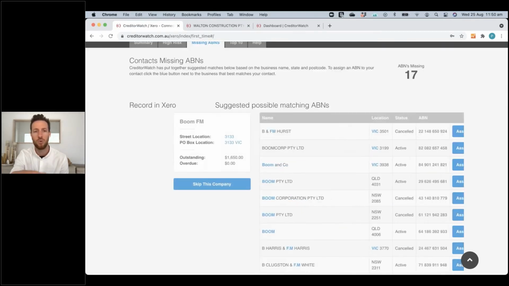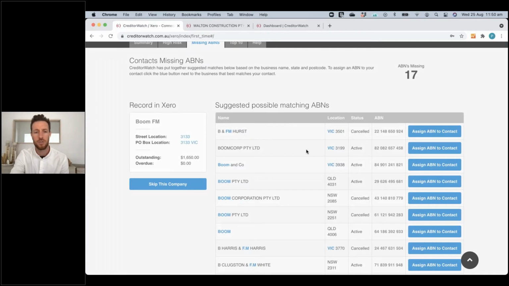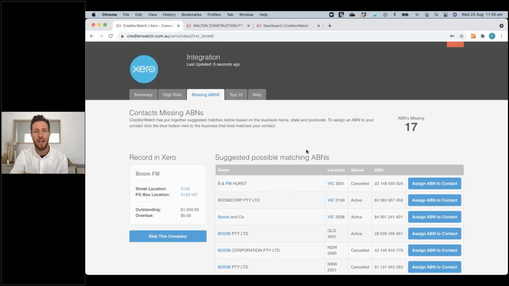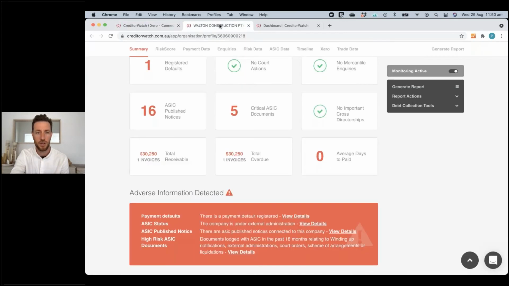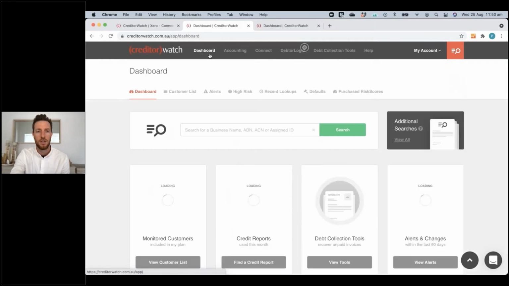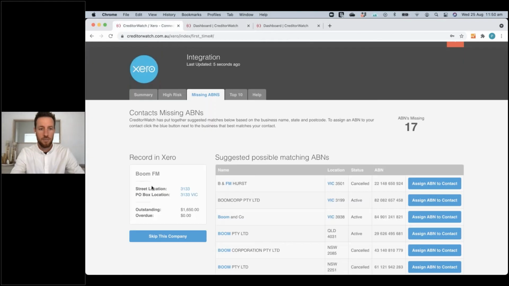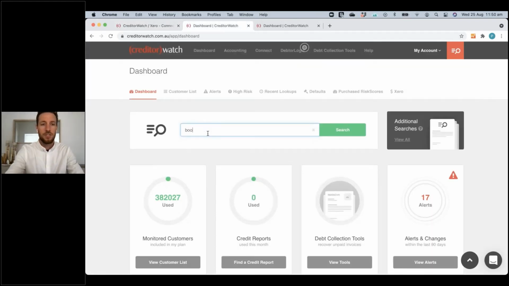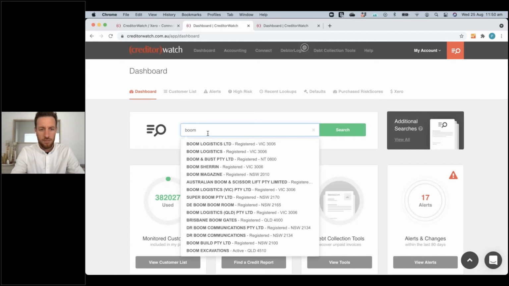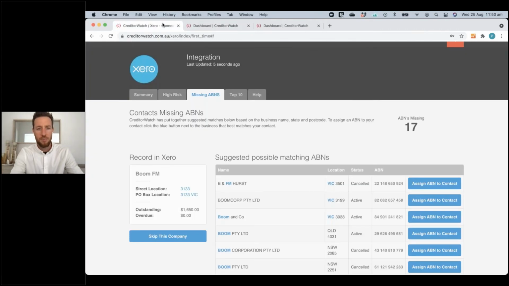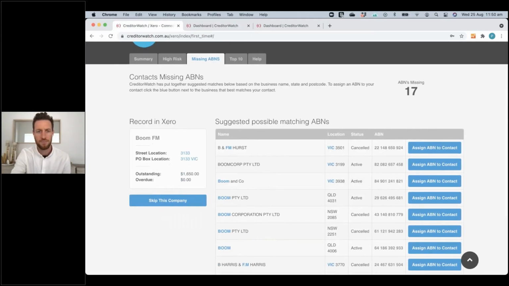So that's really powerful and really important to do, because if you don't do it, you obviously can't run a credit report on them, because you're not sure exactly which company it is. Of course, you can go into CreditorWatch itself and start to search for that particular business. Let's use Boom FM as an example. If you started to type it in, it's going to come up with various options for you. Whether there's a Boom FM out there remains to be seen, but this is another way to do it. You can actually search by business name on a case-by-case basis. Okay.